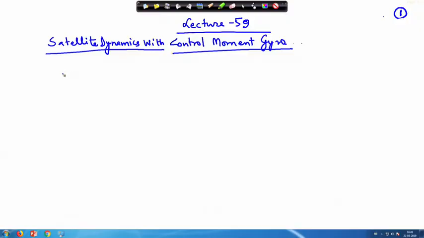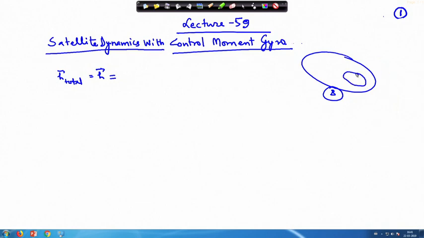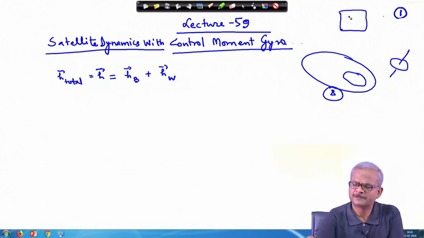If you remember, we wrote h total, the total angular momentum of the satellite, and we broke it into two portions. One is the satellite body, which we have written by b, and inside there is a hollow, and in this hollow the control moment gyro is located, as we are showing like this. This part we have written as h b, and the other part we have written as h c m g, or here h w. We are assuming that the internal and external frames are not present.